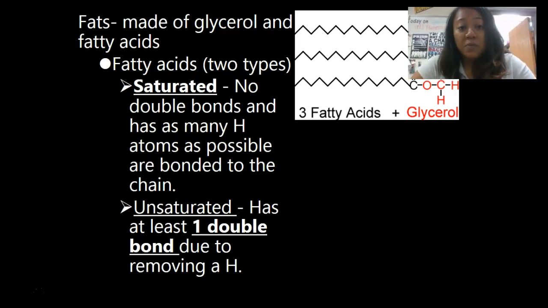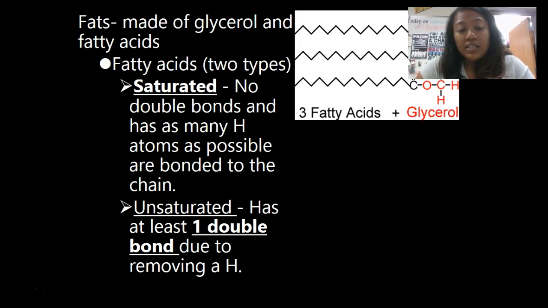So basically fats are made up of what's called a glycerol and two fatty acids. Fatty acids, there's two types of those, three fatty acids that they're made up of. So let me rephrase that. Let me go back. Fats are made up of a glycerol and three fatty acids. There are two types of fatty acids. They're saturated, which have no double bonds, and they have as many hydrogen atoms as possible bonded to the chain. Unsaturated has one double bond at least, and it's due to there being one less hydrogen there.